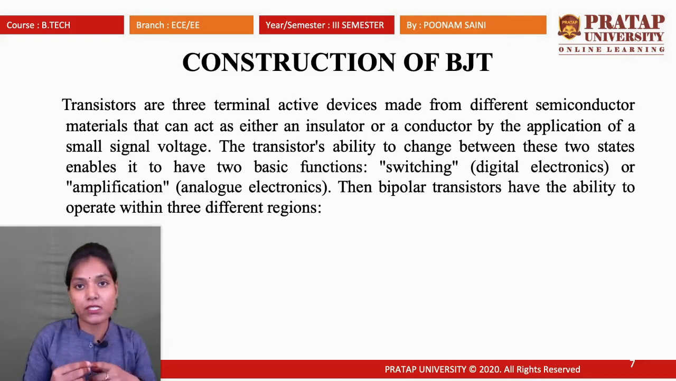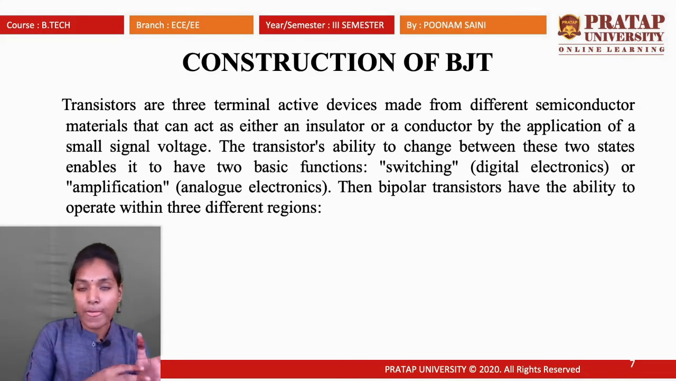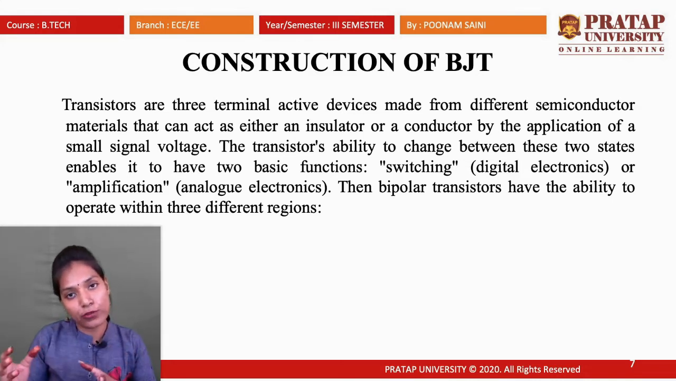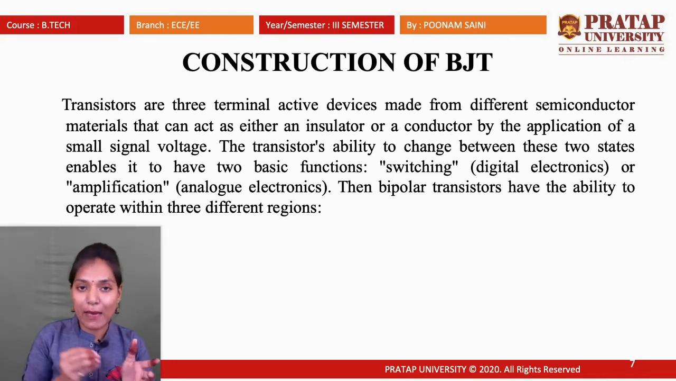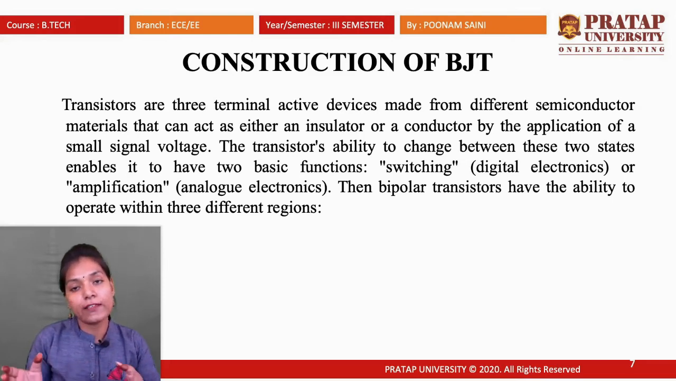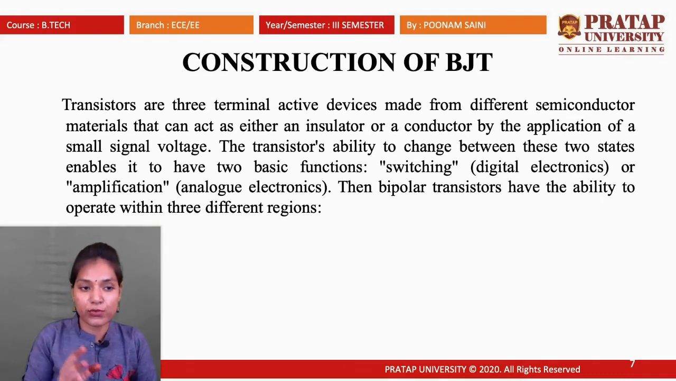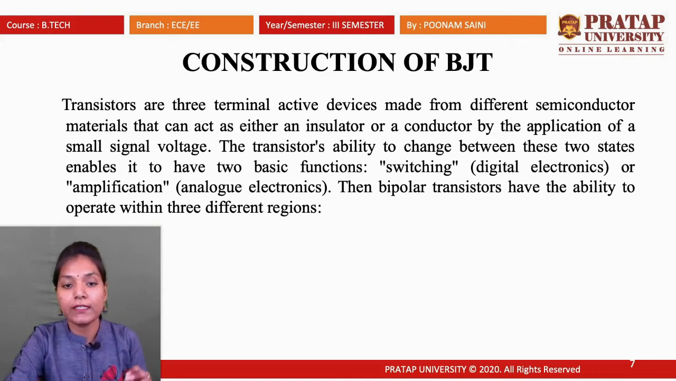What is switching? Switching is basically digital electronics. What is digital electronics? In digital electronics, the input and output depend on digits, that is 0 and 1, while amplification depends on analog electronics. Analog electronics depends on waves like sine wave and cos wave. So switching and amplification are the two functions performed by the transistor.